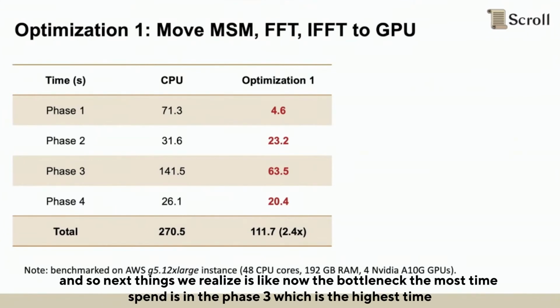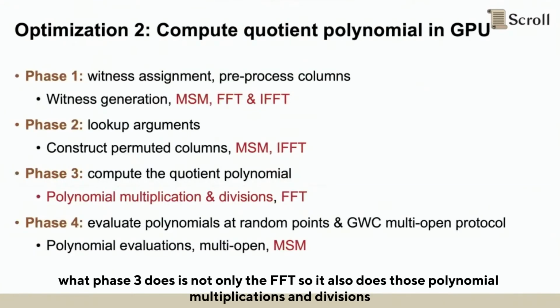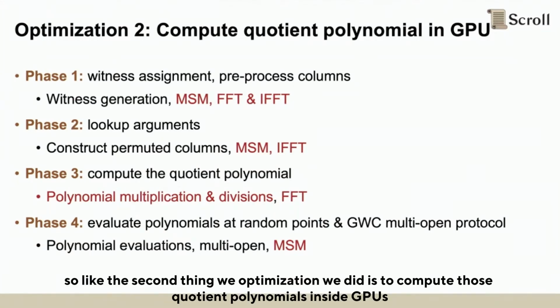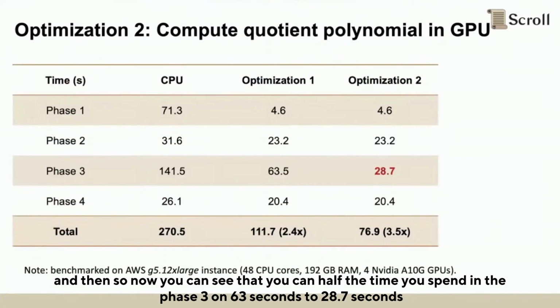Next, we realized the bottleneck, where the most time is spent, is now phase 3, which takes the highest time. What phase 3 does is not only the FFT, it also does polynomial multiplications and divisions, which can very easily be parallelized using the GPUs. So the second optimization we did is to compute those quotient polynomials inside the GPUs. Now you can see that the time spent in phase 3 goes from 33 seconds to 28.7 seconds.